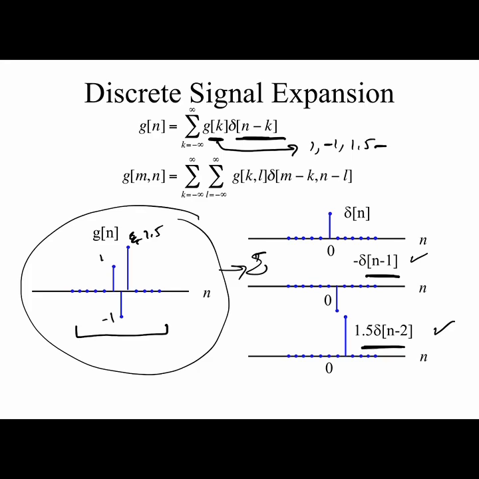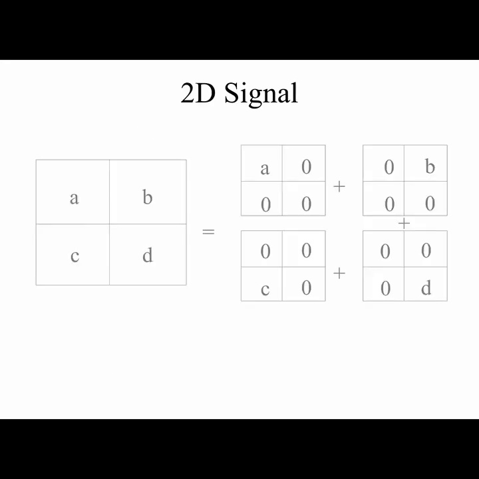All right, and obviously you can do the same thing in 2D. An example of that is here's a 2D image. It's got A, B, C, and D. And obviously you can write that as a sum of 4 different images: one with A and all zeros, one with B and all zeros, one with C with all zeros, and one with D with all zeros. So once again, very simple picture, but very powerful.